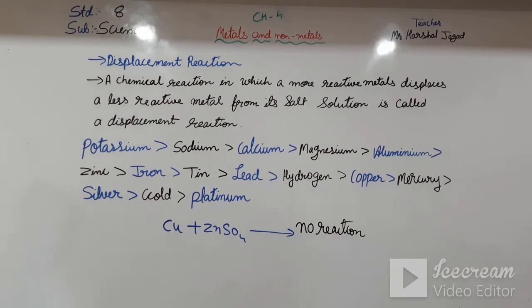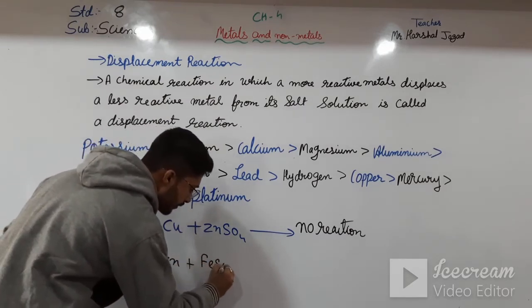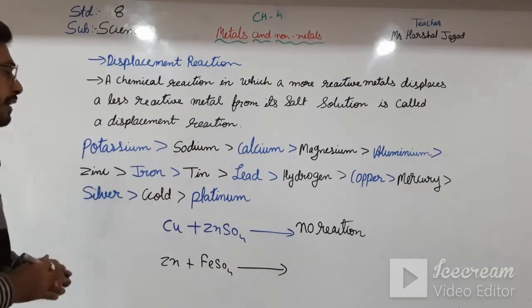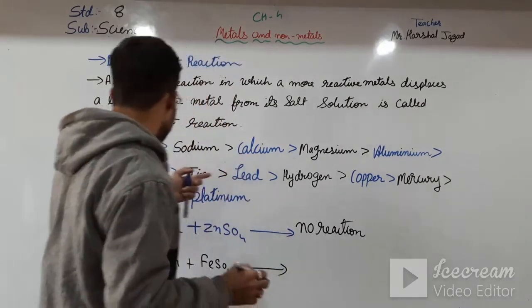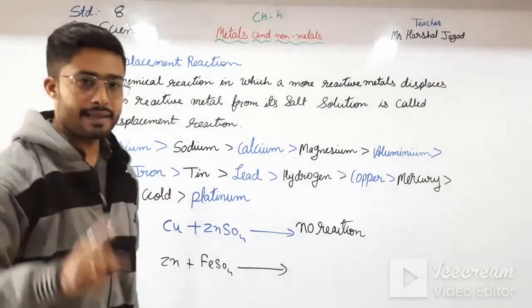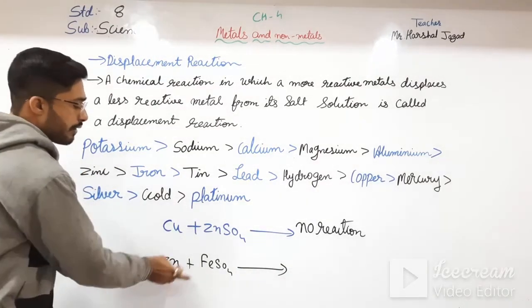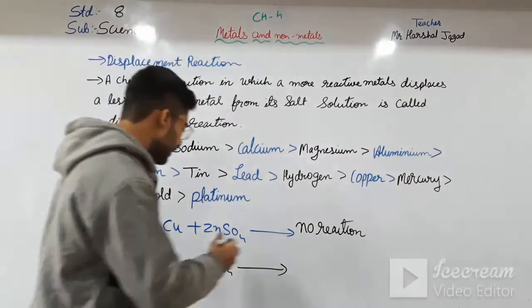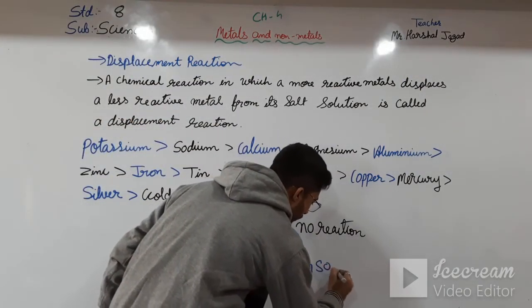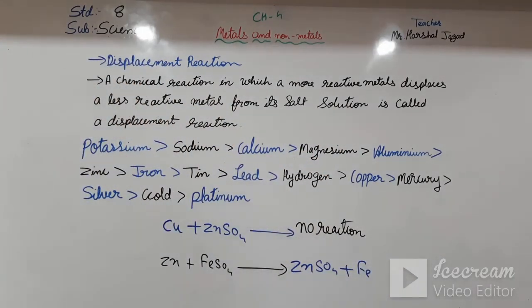But if Zn plus FeSO4, then what we will get? Where is Fe? Fe means iron. Iron is over here and Zn is here. So iron is less reactive than the zinc, or zinc is more reactive than the iron. Then iron will be replaced by the zinc, that is ZnSO4 plus Fe. The iron will come out, okay. So it will become ZnSO4.